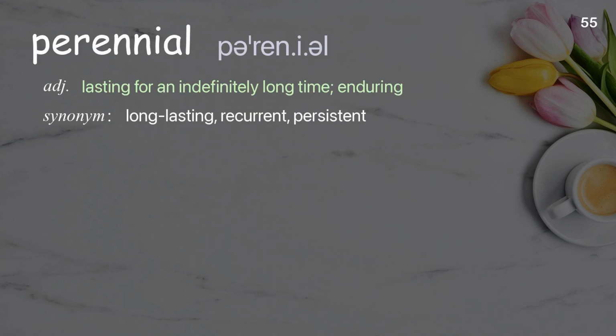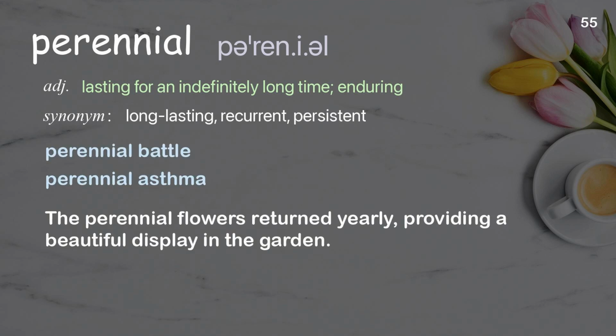Perennial. Lasting for an indefinitely long time, enduring. Examples: Perennial battle. Perennial asthma. The perennial flowers returned yearly, providing a beautiful display in the garden.